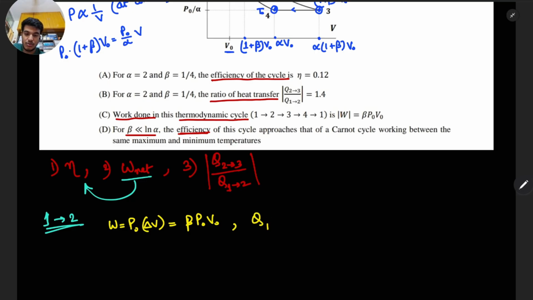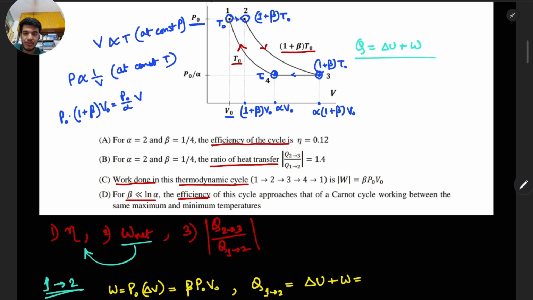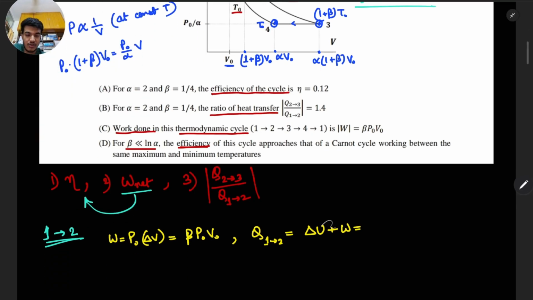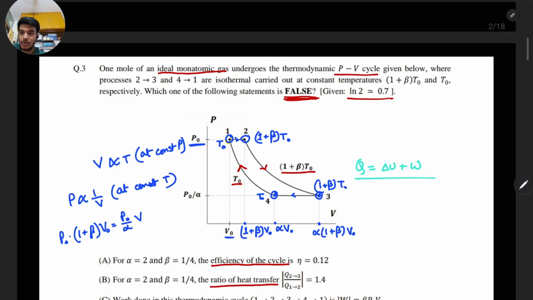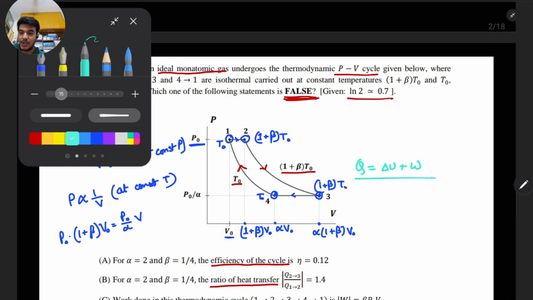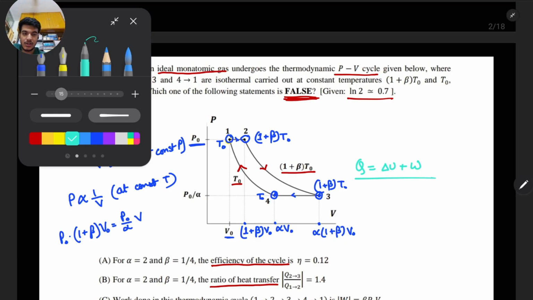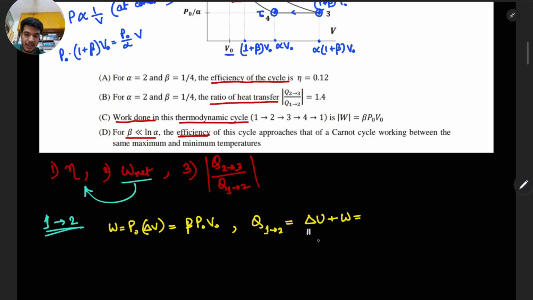Similarly, we can write Q 1 to 2, which is basically delta U plus W. Now since temperature is also changing, we can write delta U as n Cv delta T, and it is 1 mole of the gas reacting here. Easily you can see that, importantly, this is Cv delta T.